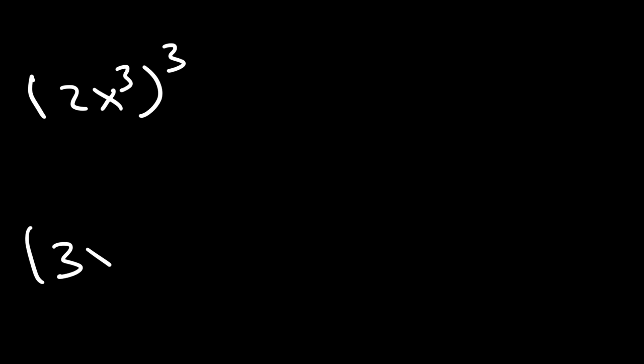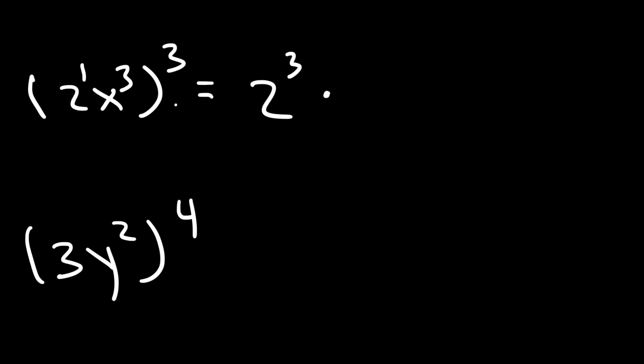Now sometimes you might have a number in addition to a variable inside the parentheses. So in this case, what do you do in a situation like this? Well, you still need to multiply the exponents on the inside with the one on the outside. Now, the 2 may appear as if it doesn't have an exponent, but it does. It's a 1. And so what you need to do is multiply 1 times 3, which is 3. So you have 2 to the 3rd power, and then 3 times 3 is 9, so now you have x to the 9th power.